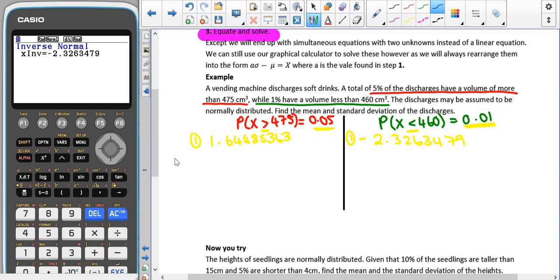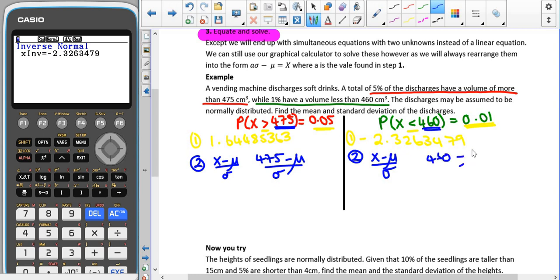Step 2 is to standardise, so we're using our x minus mu over sigma. So our x for this one here is 475 minus mu divided by sigma. We don't know what those are. And again on this side, x minus mu over sigma. This time our x is 460 and we still don't know what mu or sigma is. So for 3, we're using equate and solve.